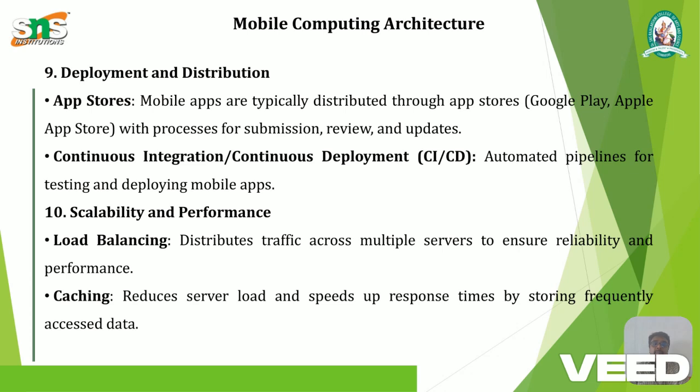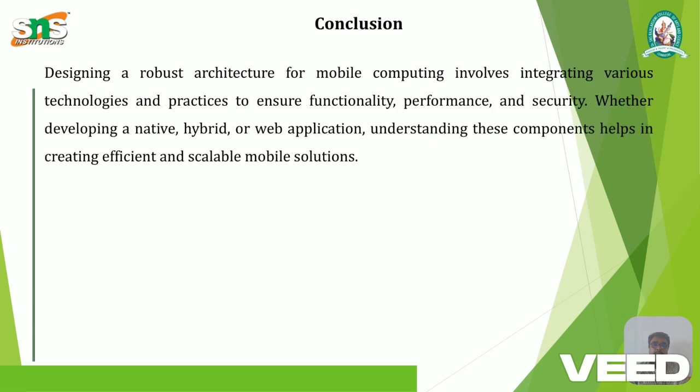In scalability and performance, we need to make sure that our multiple servers are distributed properly, so that we are ensured of reliability and maximum performance. And caching, which helps us reduce the load on the server, we use in our mobile applications also.